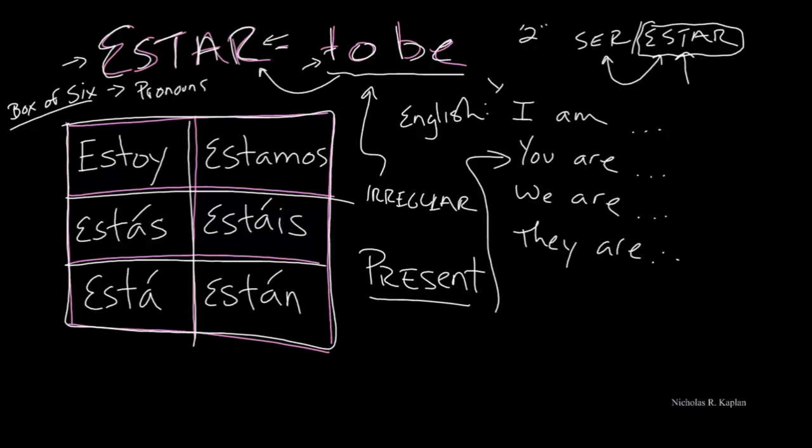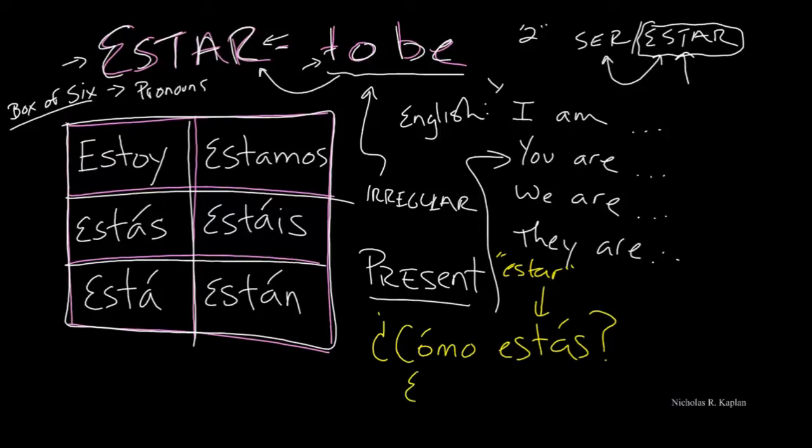Están. The one question that you've probably had, and maybe if you've never studied Spanish before, have heard, is ¿cómo estás? How are you? So this verb comes from estar, and we know this means are you, and you would say estoy. I don't know, I think I'm good today. Estoy bien. I'm well. Or we could say ¿cómo está?